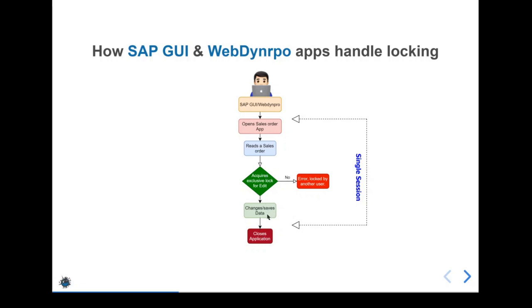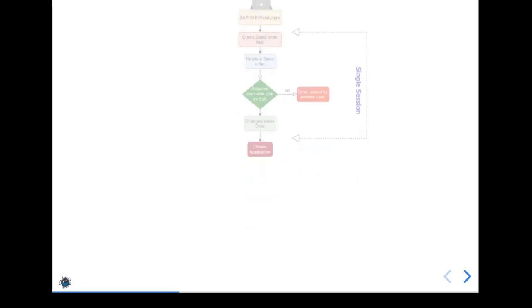Once he saves the data on commit work or by closing the WebDynpro browser URL, the session will be terminated. Until that time, one single session will be maintained for this user, and all the locks will be there. This is in general how it works for SAP GUI and WebDynpro apps. Let's see, because our main agenda is to check how locking will work for Fiori apps, right? So let's go and check for our Fiori apps.